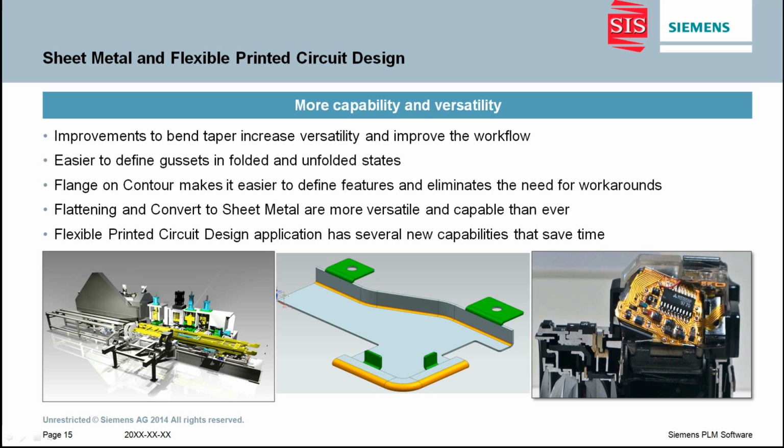Sheet metal enhancements include improvements to bend taper to allow for positive or negative taper to be defined on any type of flange and improve creation workflow. Gusset improvements make them easier to define and manipulate in both the folded and flattened state. Additional alert messages provide complete information and status to the user. Flange on contour makes flange definition easier and eliminates the need for time-consuming workarounds. Improved flattening and convert to sheet metal functions now recognize and flatten additional conditions, including multiple joggles along a flange.